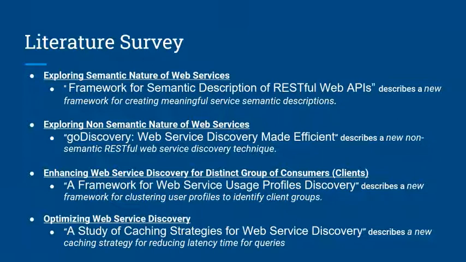In our project, we are going to implement the non-semantic aspect of web services discovery using the GoDiscovery approach, which is seen in the second point.